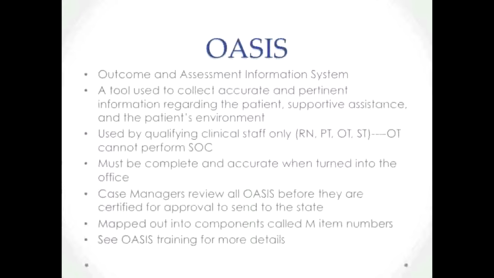The OASIS is the Outcome and Assessment Information System. It's a tool used to collect accurate and pertinent information regarding the patient, supportive assistance, and the patient's environment. It's used by qualifying clinical staff only, which is the RN, the PT, OT, and ST. It must be complete and accurate when turned in. Case managers and other RNs in the office will review all OASIS before they are certified for approval. The OASIS is mapped out into components called M item numbers, and you will also later on go through OASIS training and you'll be able to get more details on the OASIS.